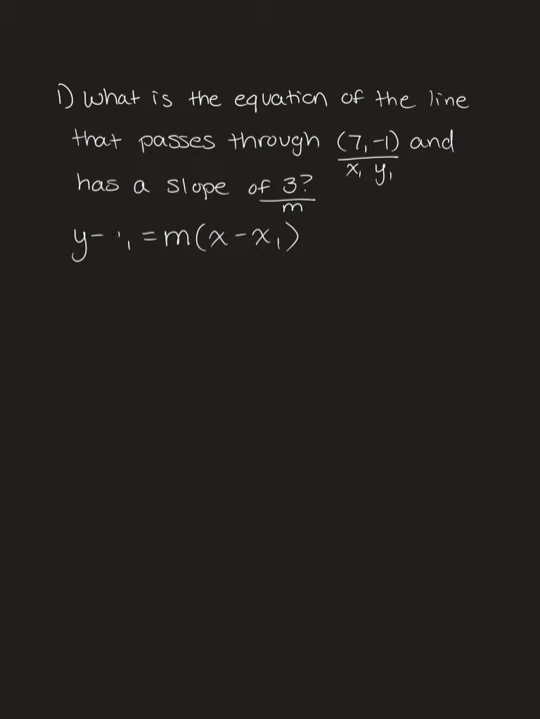So instead of y1, I'm going to write -1. Instead of m, I'm going to write 3. And instead of x1, I'm going to write 7. So we can simplify this a little bit. This double negative here turns into a positive. So you have y plus 1 is equal to 3 times x minus 7. And on the Google form, please write this without any spaces in order to be marked correct.